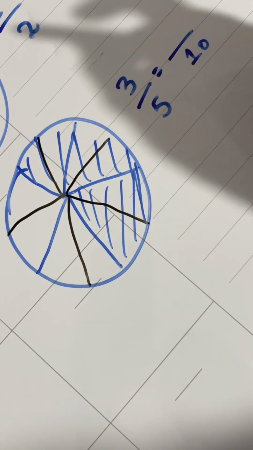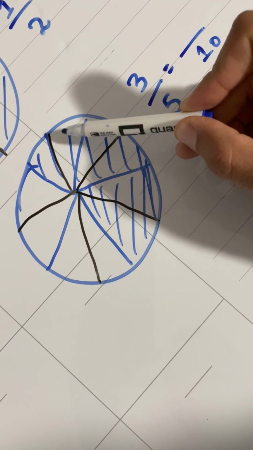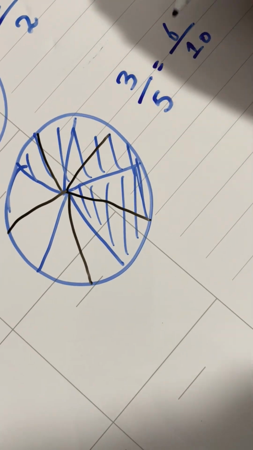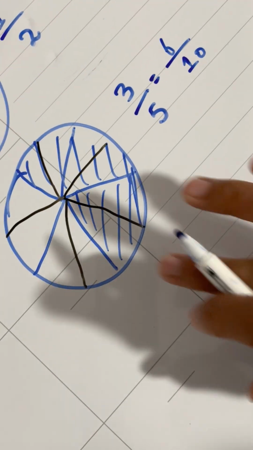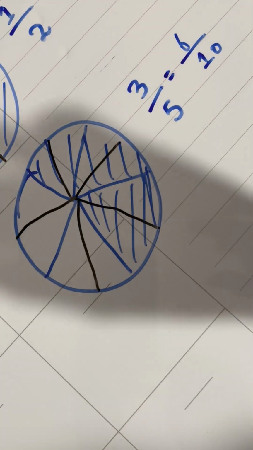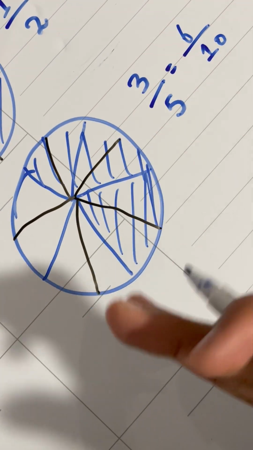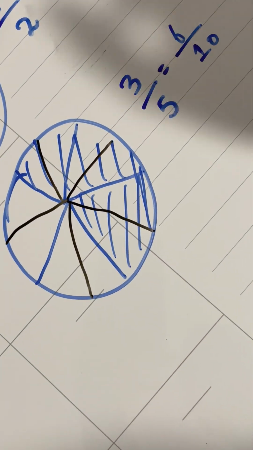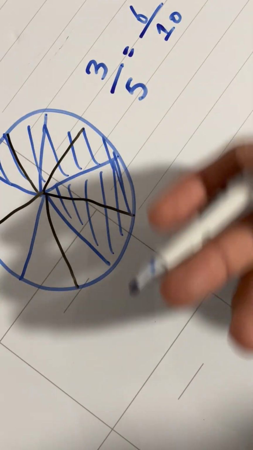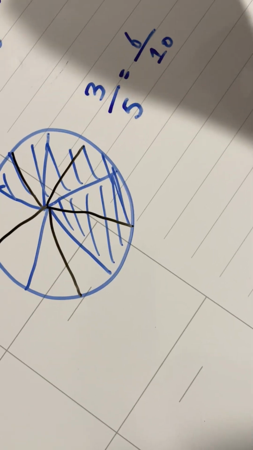Out of 10, there are how many shaded? 1, 2, 3, 4, 5, 6. 6 out of 10 are shaded. Well, we did not change any shaded or unshaded part. They are purely the same. We only divided each part into half further. It means 6 by 10 and 3 by 5 are equal, not only equivalent, sorry.